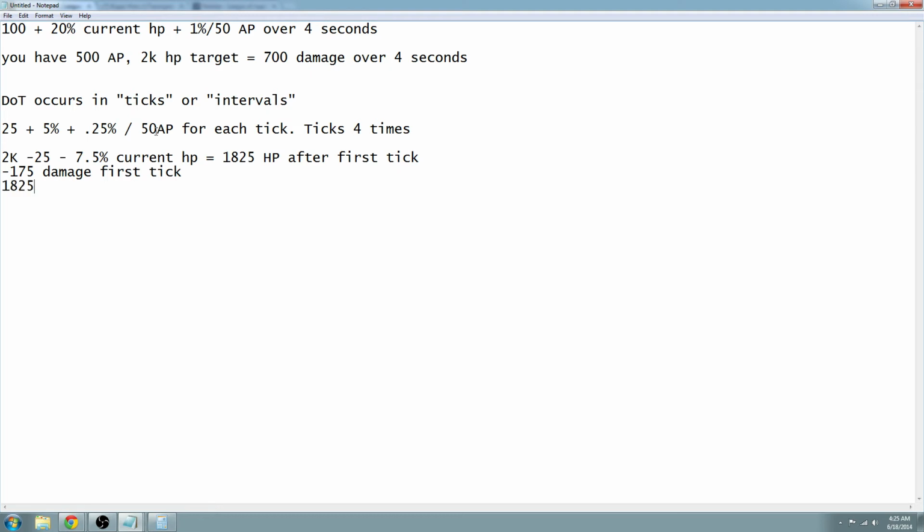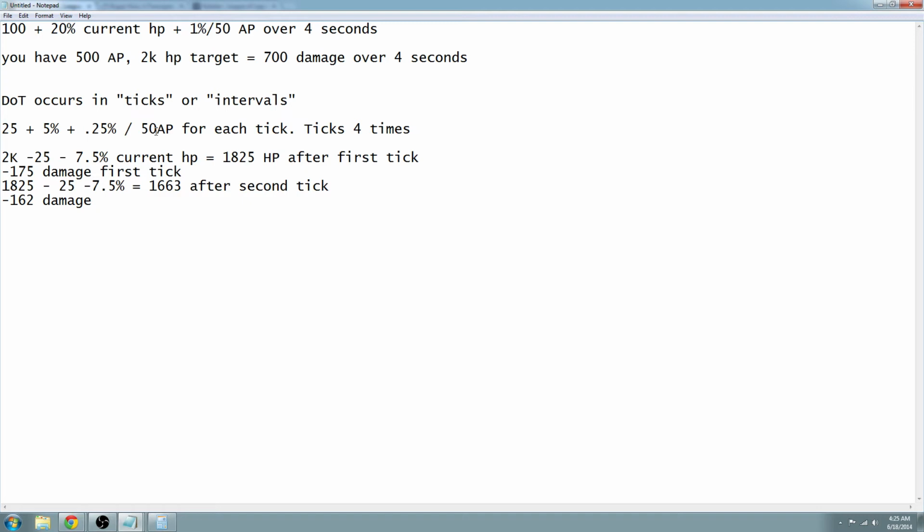Second tick, your current health is now 1825, and the same exact thing, minus 7.5%. But now you're going to result in 1663 after the second tick. And this means you've taken 162 damage. You're going to say, you've only lost 13 less damage. It's still essentially the same thing, 700 damage over 4 seconds.